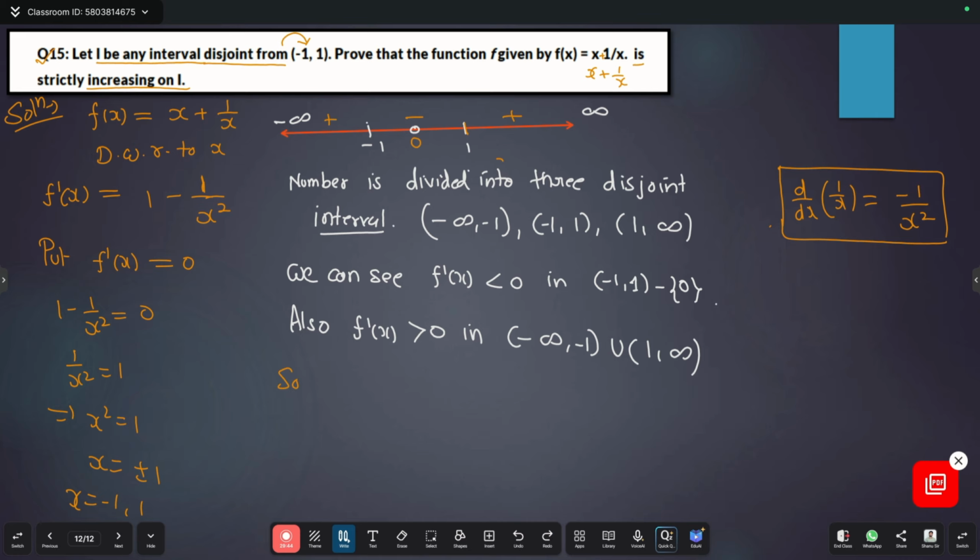So f(x) is strictly increasing on I, and I is the intervals disjoint from minus 1 to 1.